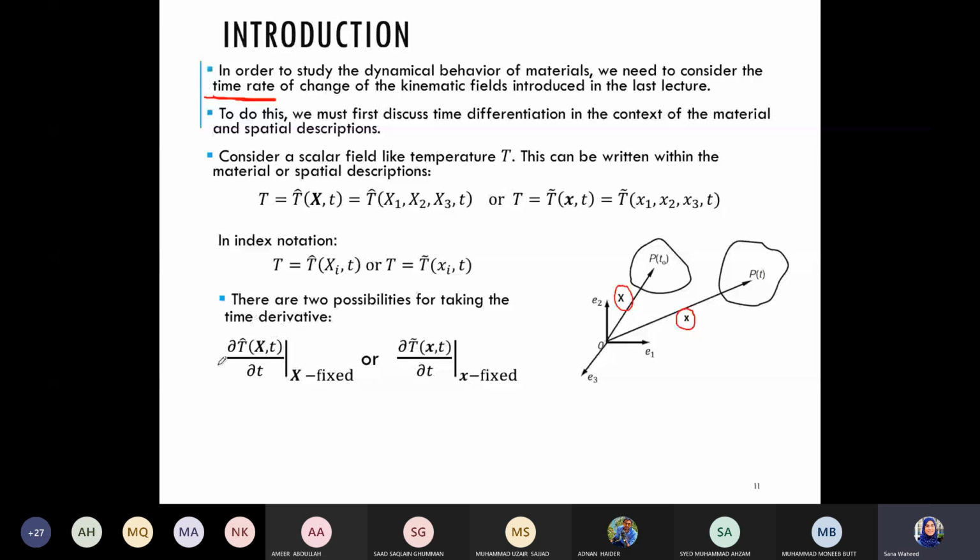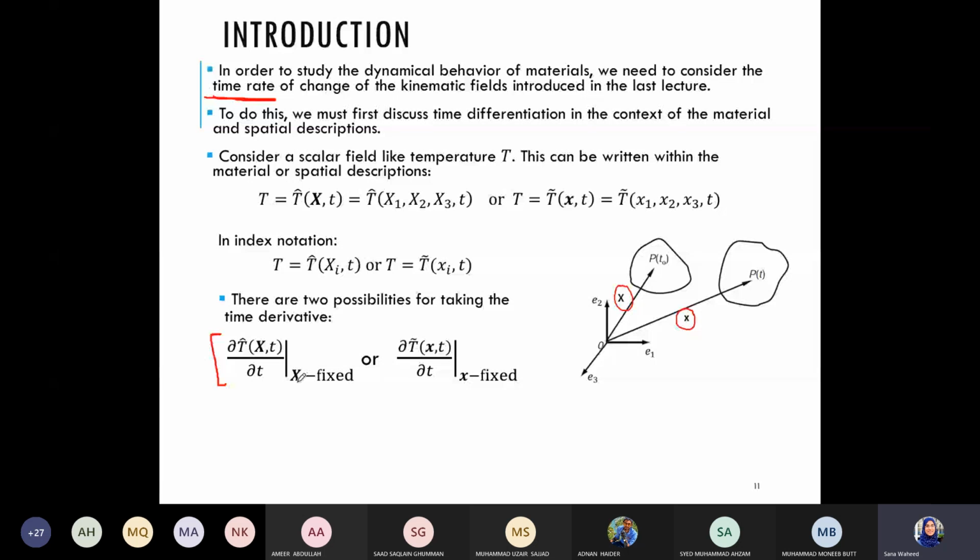Which is why I've written that if I take the partial derivative of my temperature field in the material description, this one, the material derivative of the temperature field, then that is actually taking the partial derivative with respect to time, keeping capital X fixed, or keeping capital X as a constant.